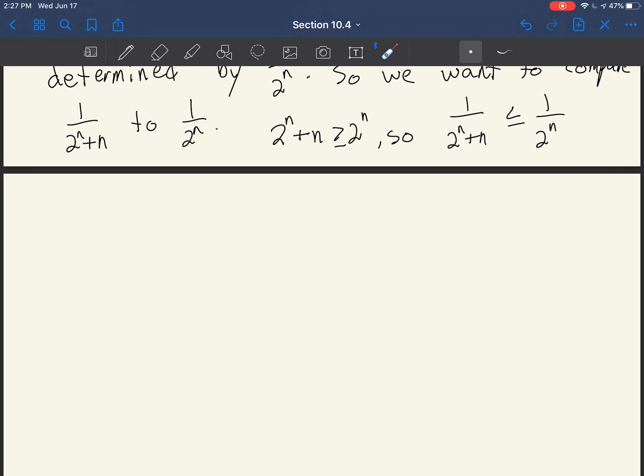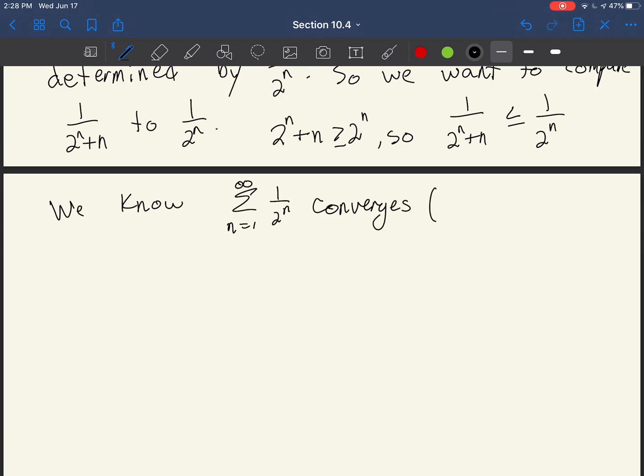Okay, so if we wanted to use the comparison test, based off of those two options, the only thing that would give us a result is if the summation of 1 over 2 to the n converges. If it diverges, then with the comparison test, the inequality is going the wrong way. Well, we know that the summation from n equals 1 to infinity of 1 over 2 to the n converges. Why is that? This is a geometric series.